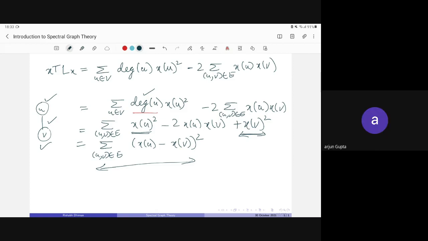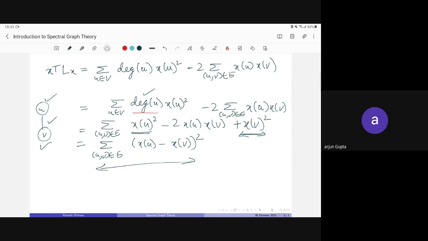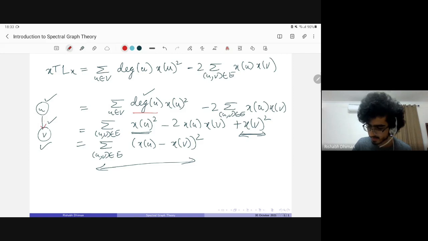I didn't get you. Do you consider u comma v and v comma u to be different edges, or to be the same edge? Yeah, you consider them to be the same edge. It's not directed, so the edge does not have a direction associated with it. So the edge uv and vu are the exact same edge. So yeah, you ultimately get this nice sum. And in the next portion, we'll see why this is useful.